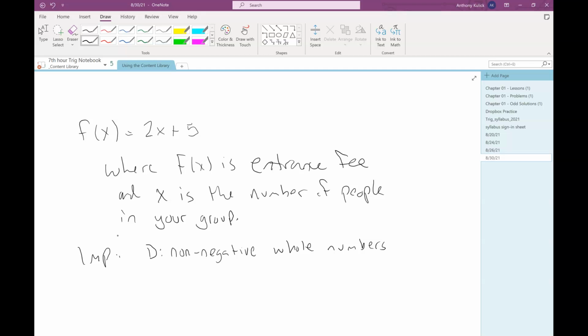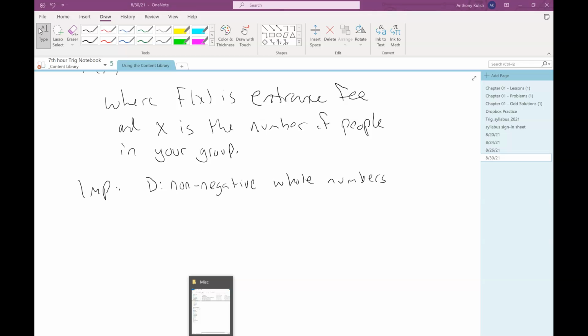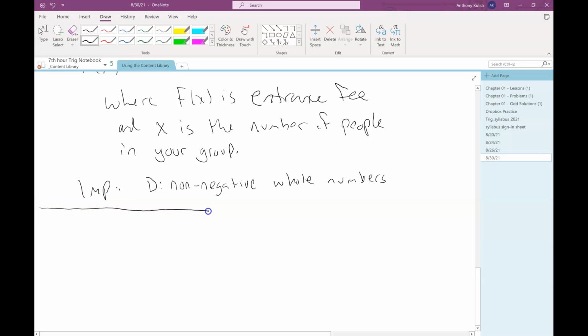Anybody else with questions on things? Okay, well, let's move on to the next thing. Last time, where we left off, we had talked about intervals of increasing and decreasing, and maximums and minimums.